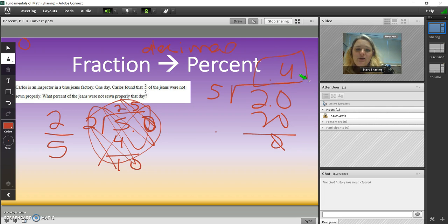Okay, but that's a decimal, and you need a percent. So 0.4, and you move it over. The percents are always bigger, so you're going to go this way. So we get 40, put a 0 placeholder, so we're at 40%.